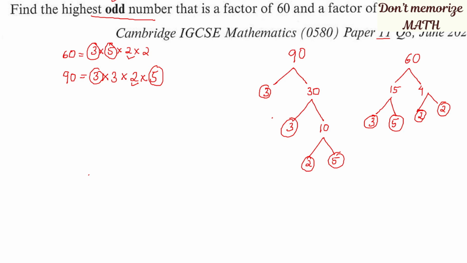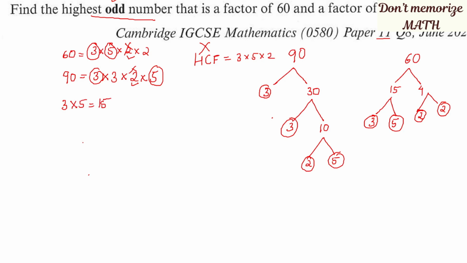If you are taking 2, any number multiplied by 2 will become an even number. If they were just asking for the highest common factor of these two numbers, you would take 3 times 5 times 2, because 3, 5 and 2 are common. Here they are not asking for the highest common factor, they are asking for the highest odd number, so you cannot choose 2. You can just take 3 and 5. So the highest odd number that is a factor of 60 and 90 is 3 times 5, that is 15. So the answer is 15.